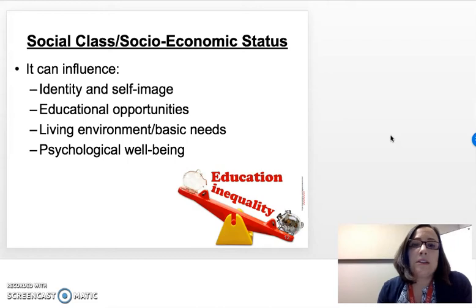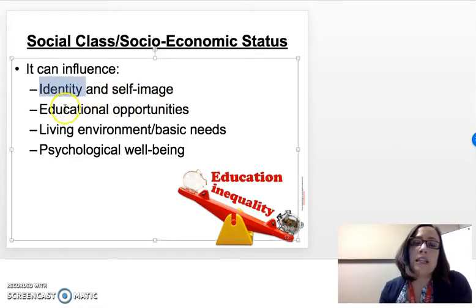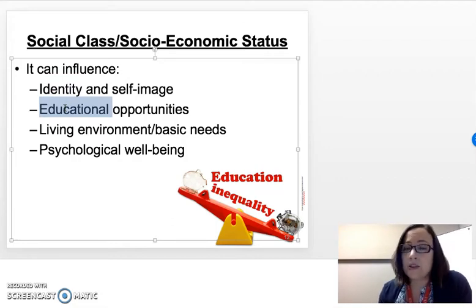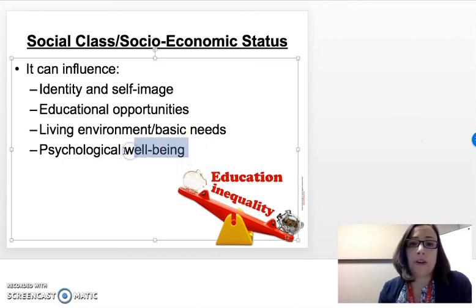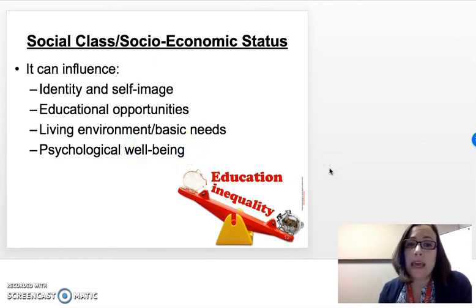Now, we know that somebody's socioeconomic status can have a very big influence on how they see themselves, their self-image and identity. Of course, it affects things like educational opportunities, the environment that you live in, the extent to which you can meet your basic needs. And all of that can have a very big impact on our psychological well-being.